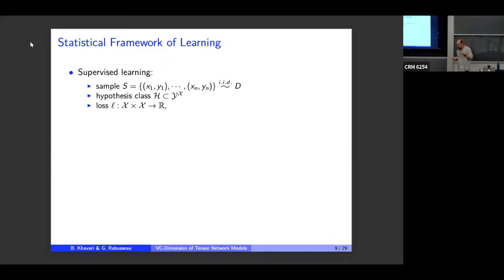And we have a loss function. The loss function is something that will allow us to, oh, and there's a typo here, sorry. The loss should be from Y times Y to R. The loss function will allow us to evaluate the quality of predictions made by our model.